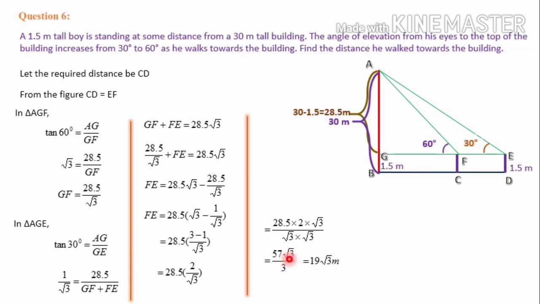So the final answer is 19 root 3 meter. So the boy walked 19 root 3 meter towards the building. That is the conclusion.